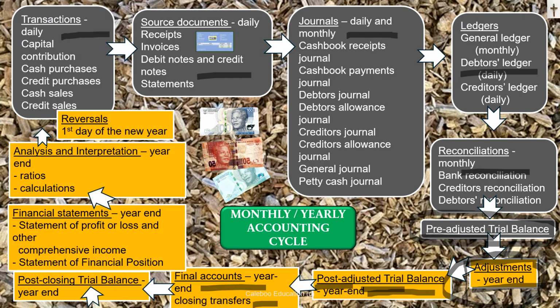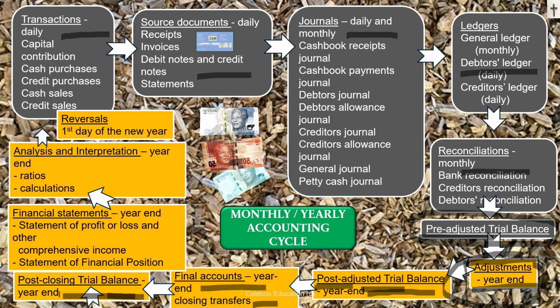After that, all the nominal accounts, income and expense accounts, have been closed off, and you can draw up a post-closing trial balance. In a post-closing trial balance are only real accounts, so assets, owners' accounts and liabilities. Sounds a lot like a statement of financial position.